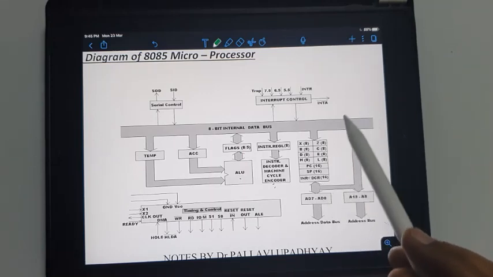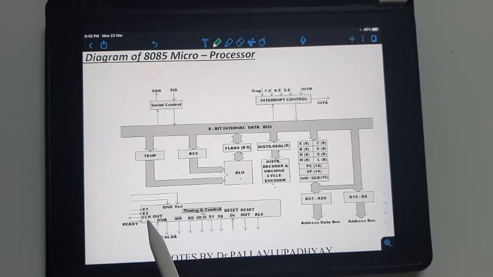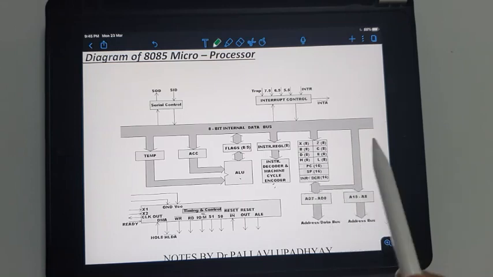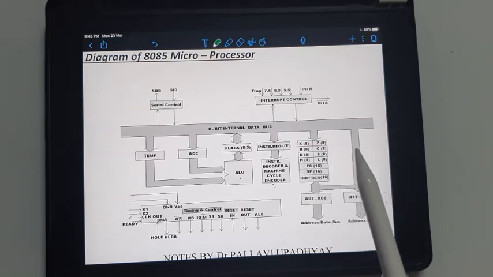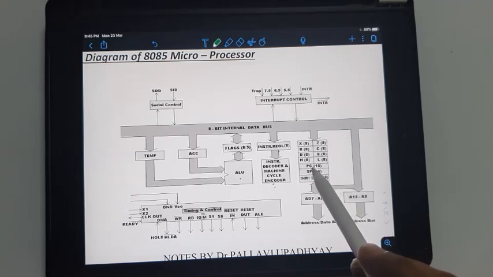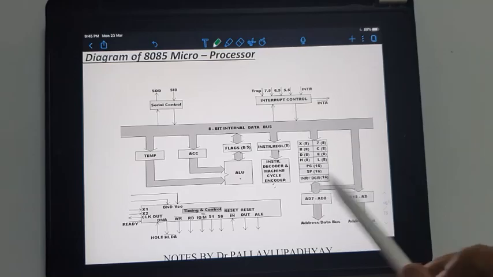Okay, now this is the timing and control. We have studied all the pins in this timing and control: X1, GND, VCC, X1, X2, clock out, DMA, hold and HLDA bar pins, RD bar, WR bar, IOM bar, S1, S0, reset in bar, reset out, ALE. And we've also studied the A15 to A8, and AD7 to AD0 at the address bus and the address data bus. So this brings us to the end of the 8085 microprocessor. Now we will be taking up the PC and SP in the lecture.